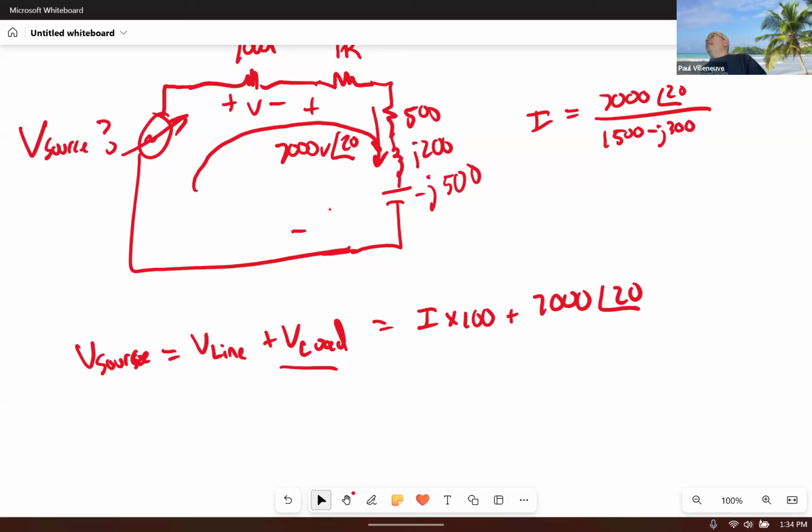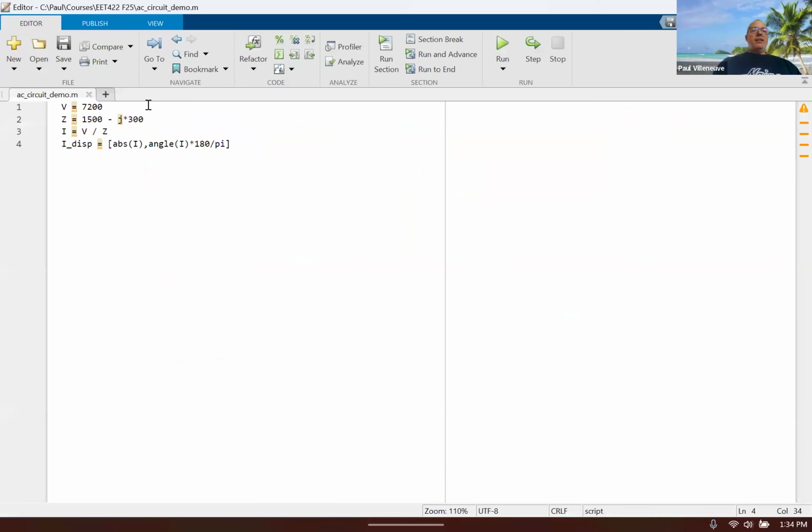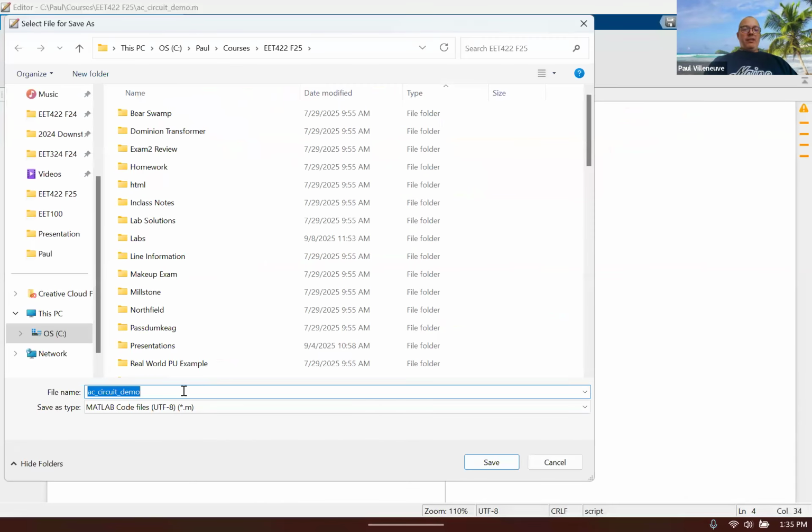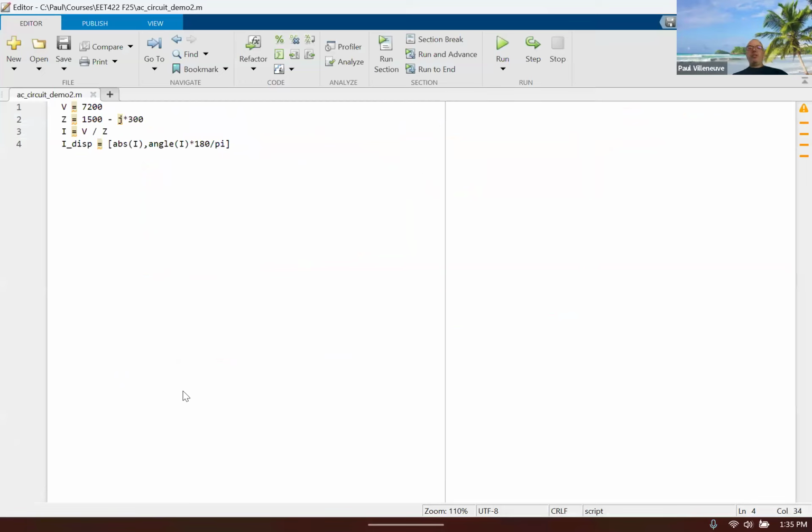So now I'm going to go ahead and do this in MATLAB. And I'm going to save this as a new file. And we'll call this demo 2. This is our second circuit. And so my voltage now is no longer 7,200. It's 7,000 at an angle of 20, correct?